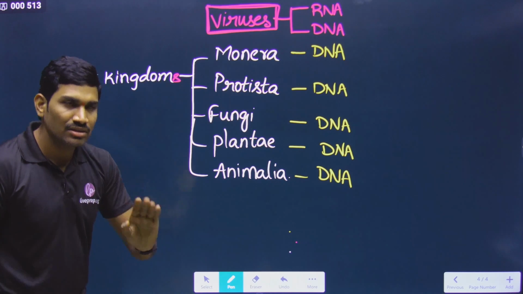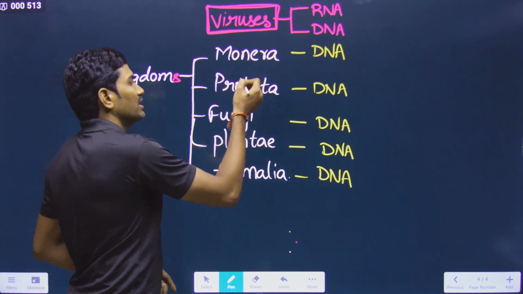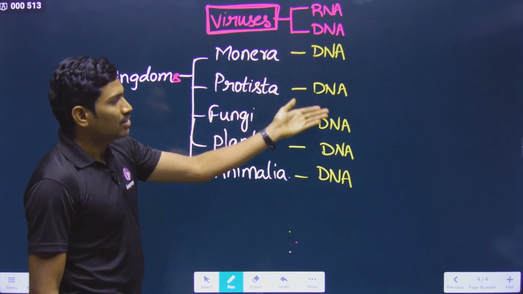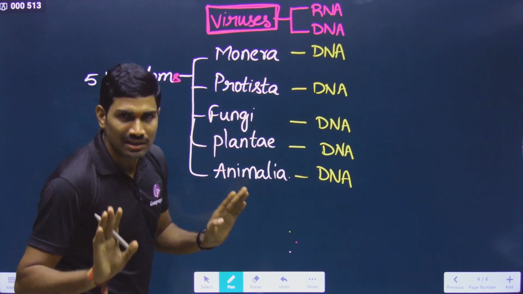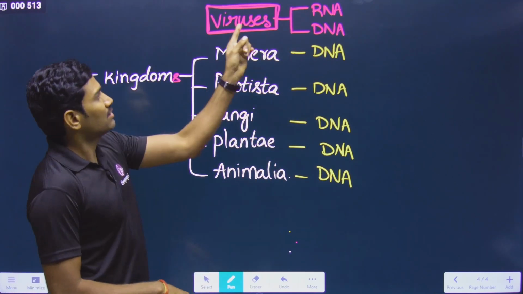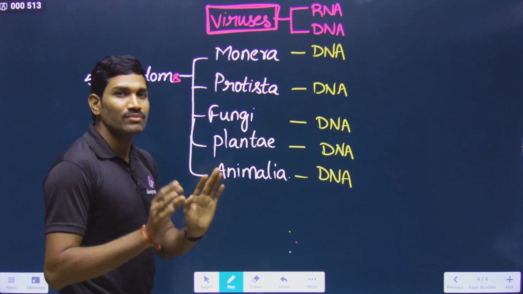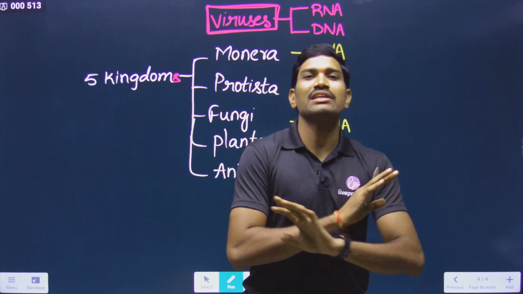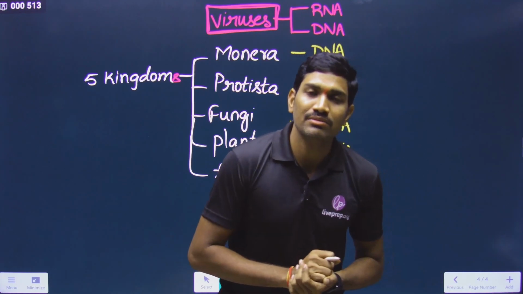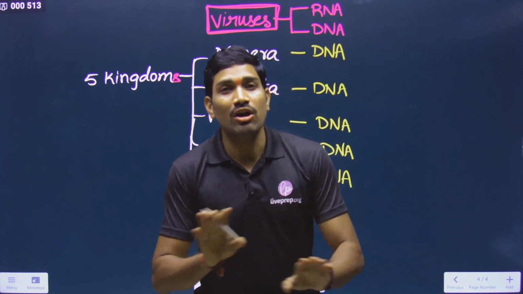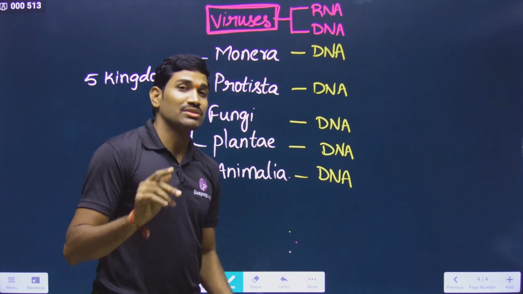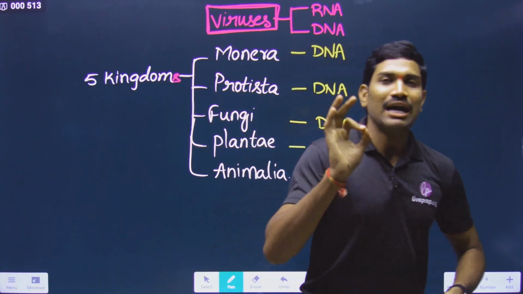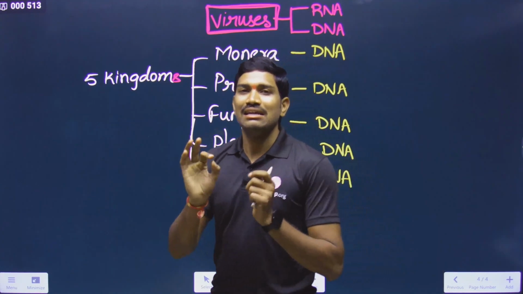So kingdom Monera, Protista, Fungi, Plantae, Animalia, all the 5 kingdoms have only DNA as genetic material. Clear? Then what about viruses? Regarding viruses, we will study separately. They are not part of any kingdom. Why are they not part of any kingdom? Because they are not considered as living organisms. Viruses are not considered as living organisms.